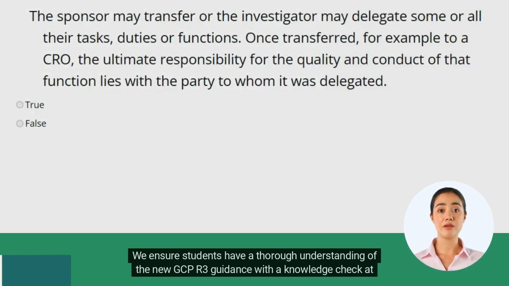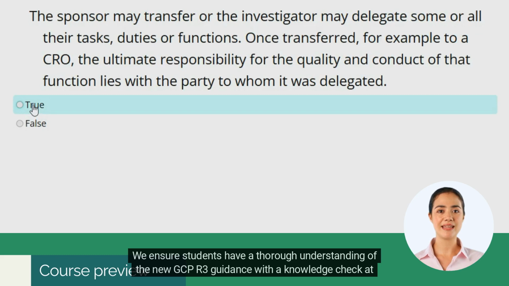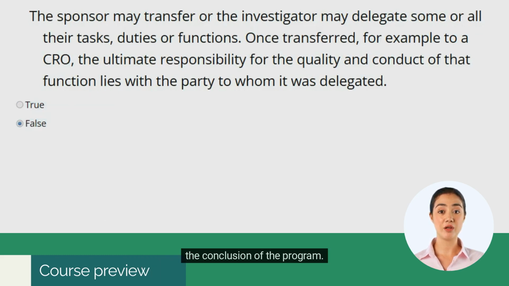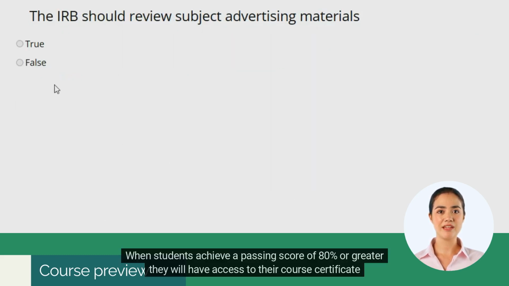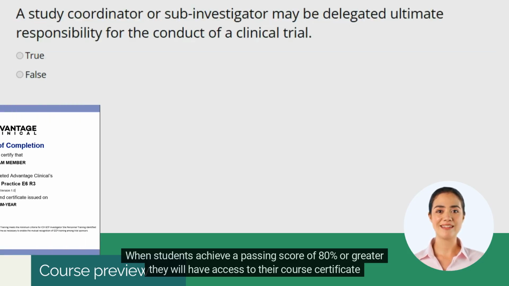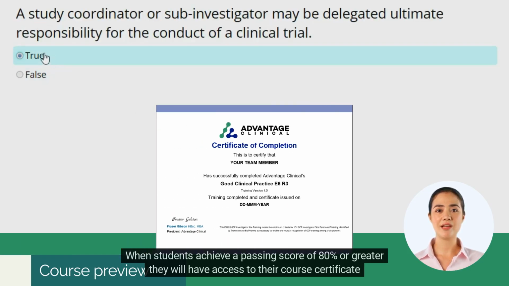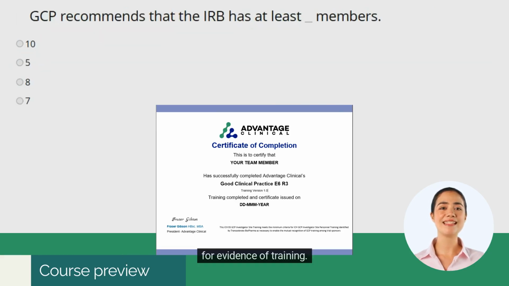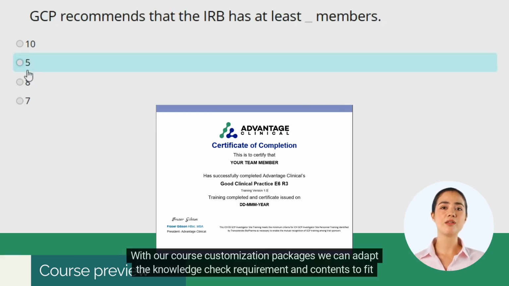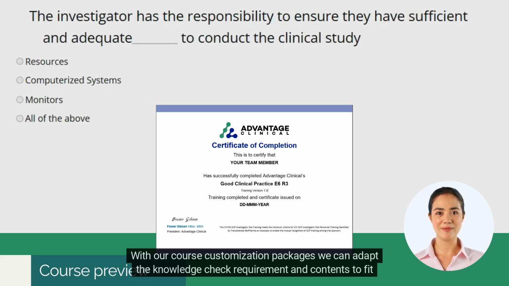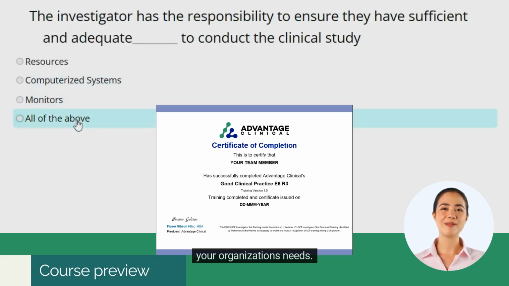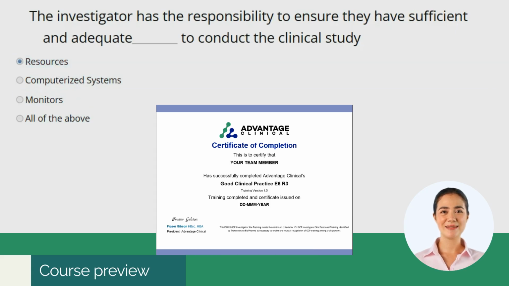We ensure students have a thorough understanding of the new GCP R3 guidance with a knowledge check at the conclusion of the program. When students achieve a passing score of 80% or greater, they will have access to their course certificate for evidence of training. With our course customization packages, we can adapt the knowledge check requirement and contents to fit your organization's needs.